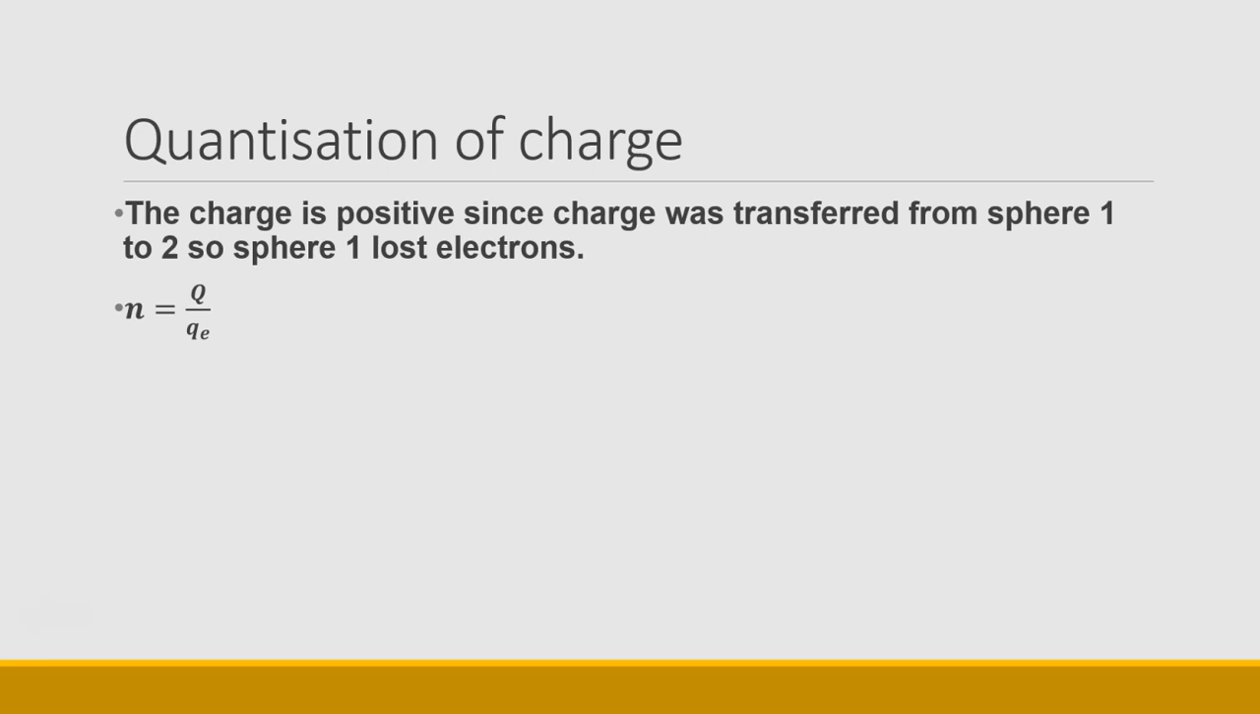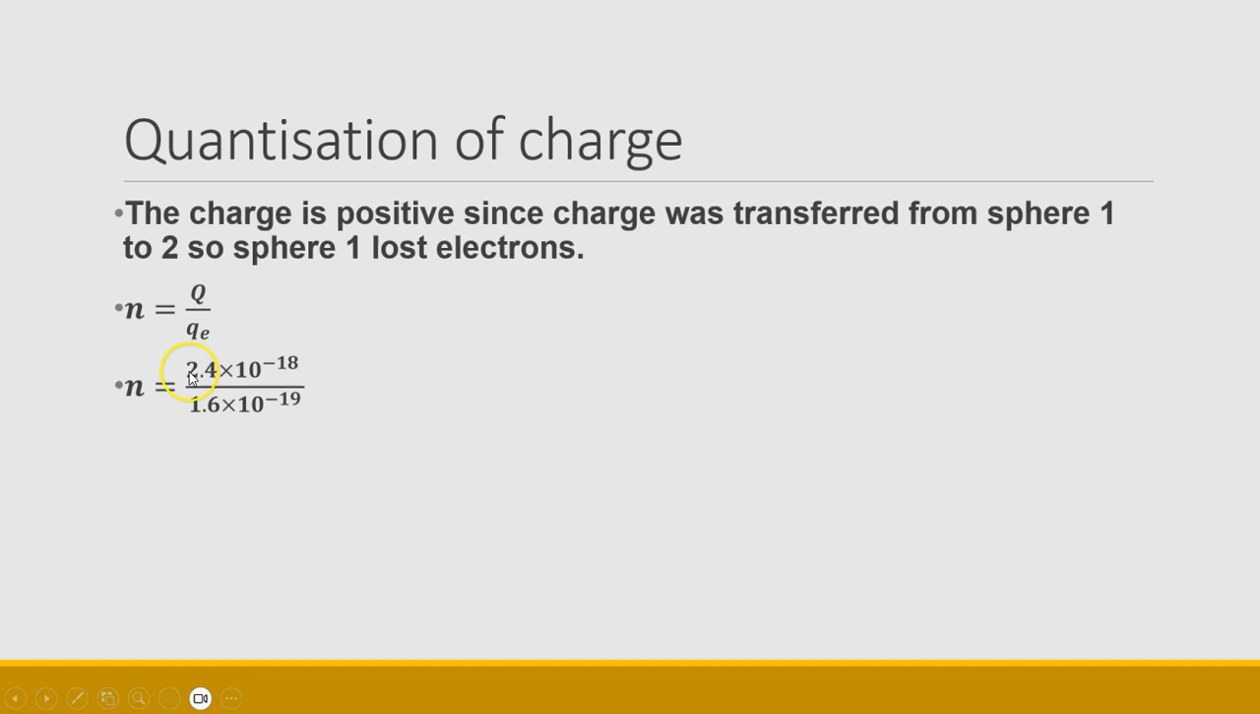Now that we have the charge that was transferred, we may apply N equals Q over Qe to calculate the number of electrons that that charge applies to, and that would give us the number of electrons that were transferred from sphere 1 to sphere 2.